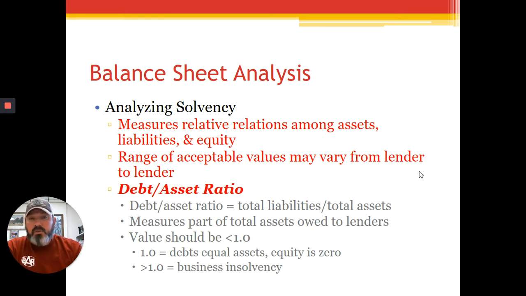So the value should be less than 1.0, and the lower it goes, the better. So again, a 1.0 would mean debts equal assets, equity is 0. Anything above 1.0 indicates insolvency and a business that is at risk.